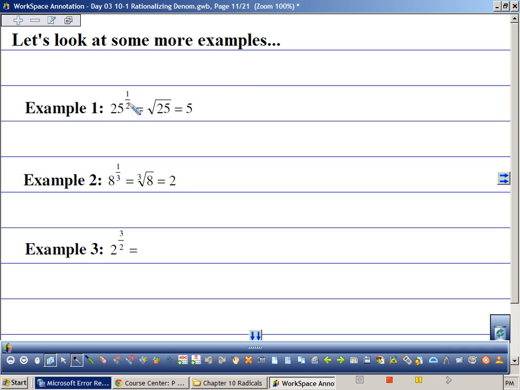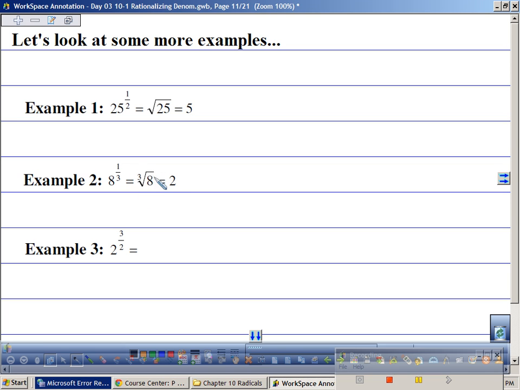Okay, so let's look at some more examples. Example 1, 25 to the 1/2 really means the square root of 25, which is 5. 8 to the 1/3 really means the cube root of 8, which is 2. What about this one? Read this with me, how much is that? It's 3/2, right? So isn't that 1/2 and another half and another half, which makes what?